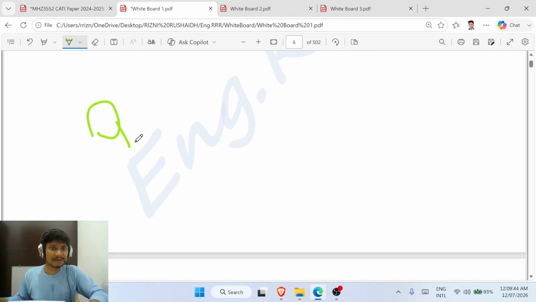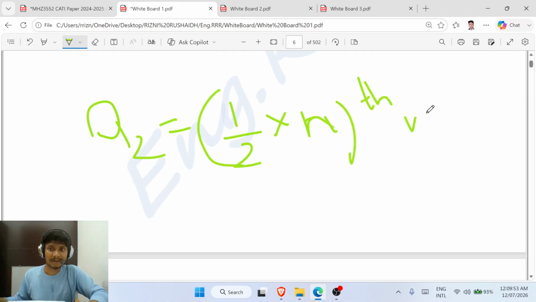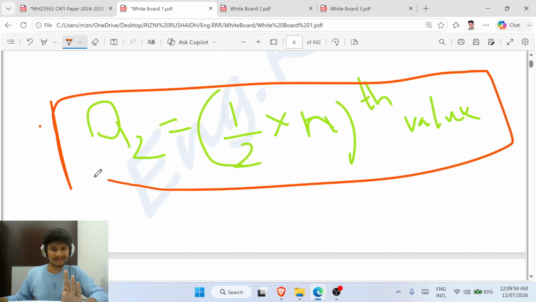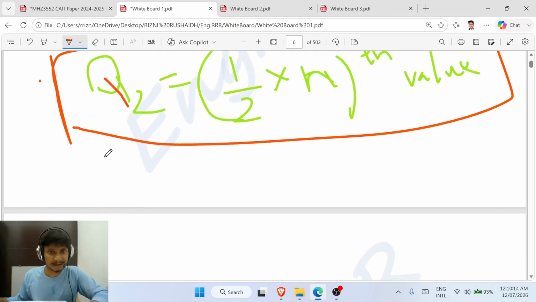Likewise, Q2 is equal to half into nth value. We will discuss it later. Just quickly remember this. We have already studied this at advanced level, I just recall it, and when we do the questions we will understand. Don't worry, don't confuse.